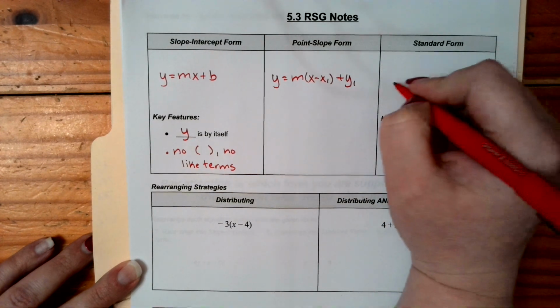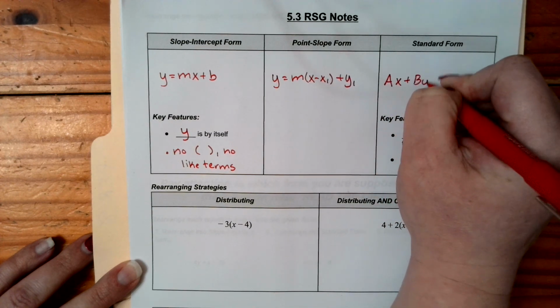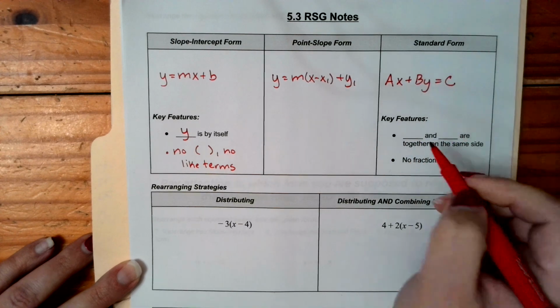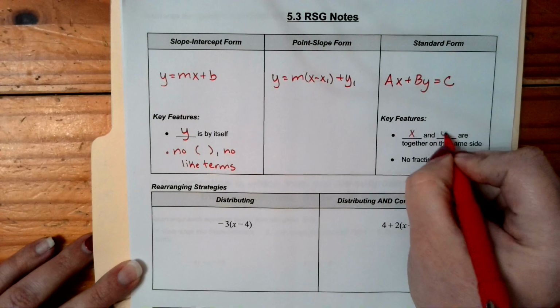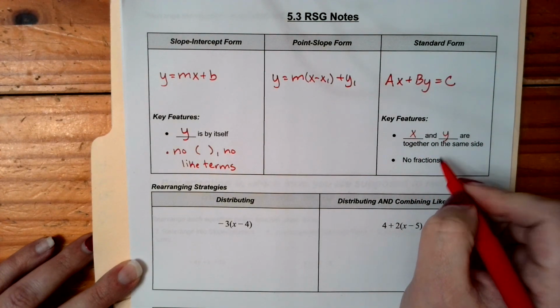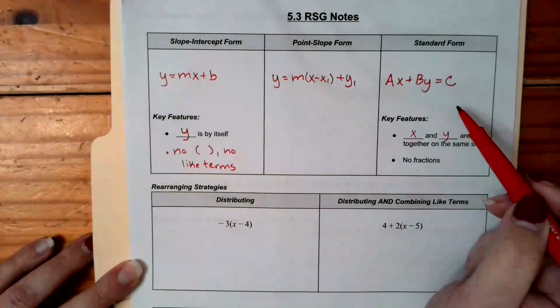For standard form, this is the newest one that we've learned. This is ax plus by equals c. The key features that we need to pay attention to here are that x and y are together on the same side. And it's very important that there are no fractions anywhere in standard form.